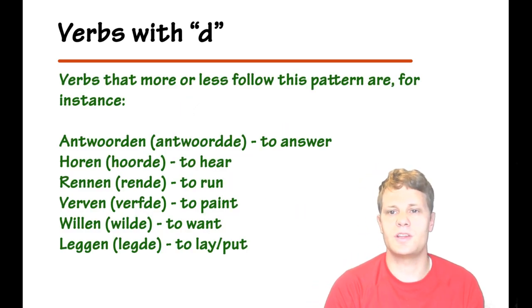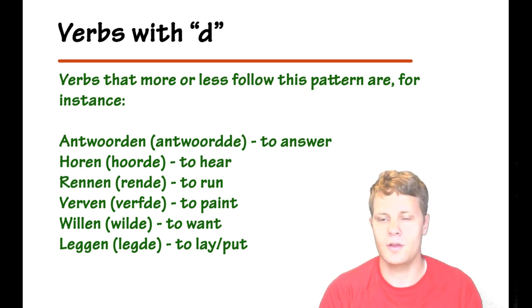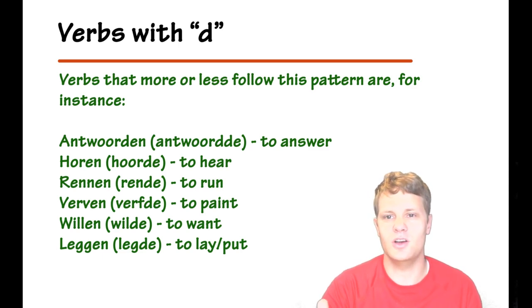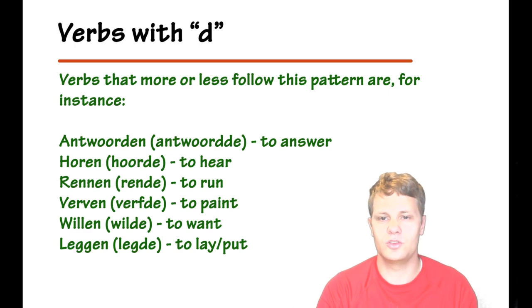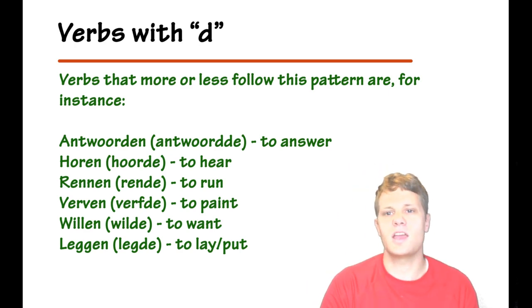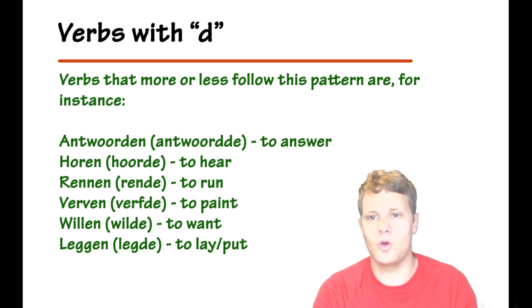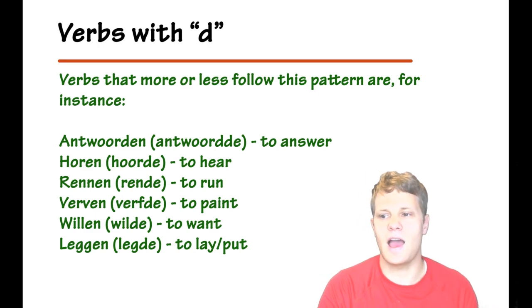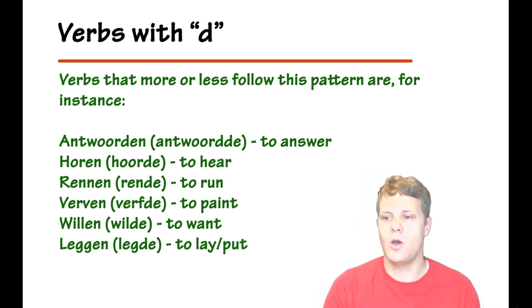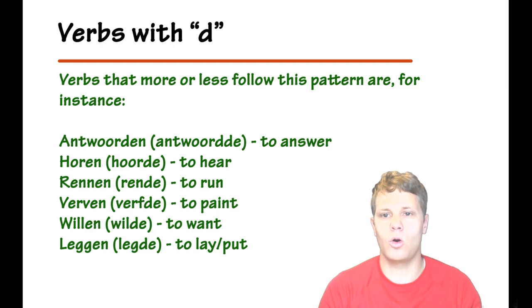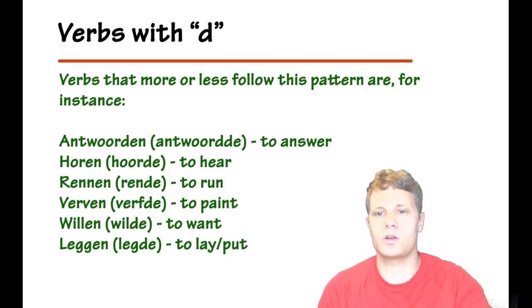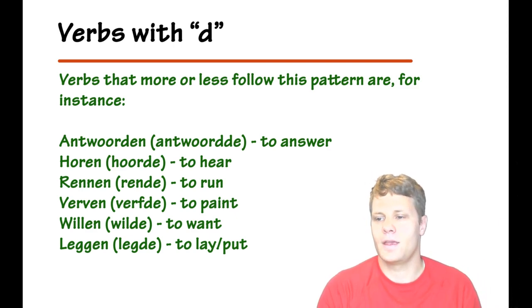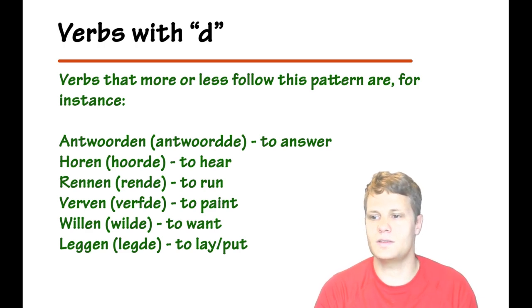So here are some examples that follow the D pattern. Antwoorden. So in this case, to put a double D at the end. So ik antwoordde. But you don't have to say de. You say ik antwoordde. Okay, so that's how you say I answered, to answer. Horen, to hear. Ik hoorde. Jullie hoorden. You guys heard. Rennen. Ik rende. I ran. To run. Verven. Ik verfde is to paint.